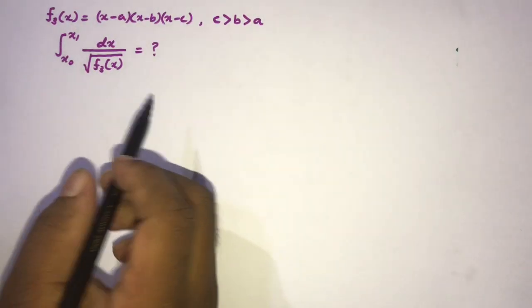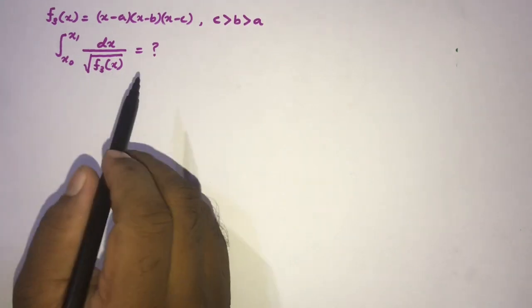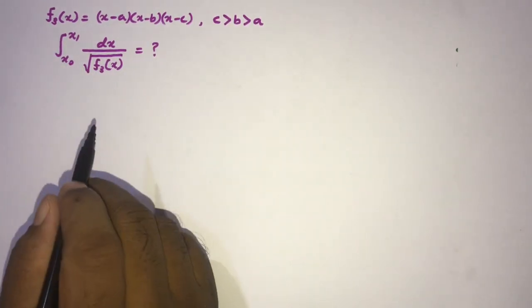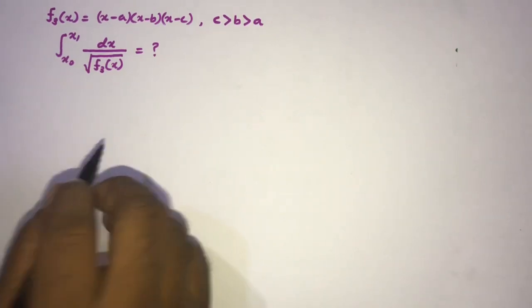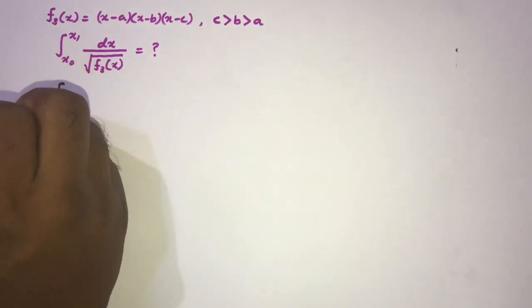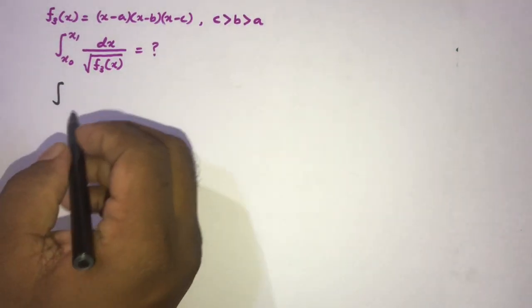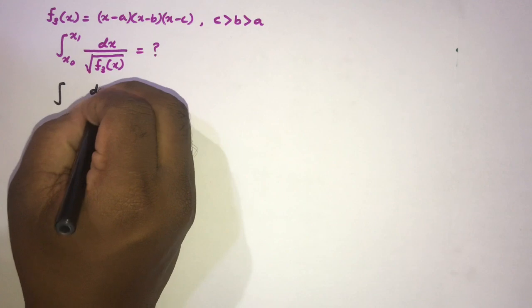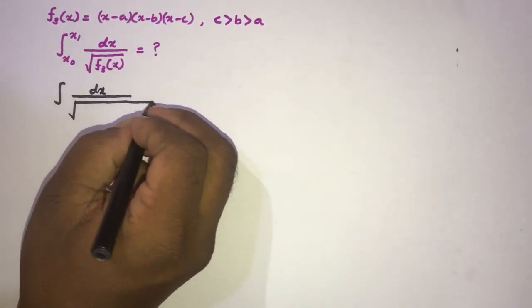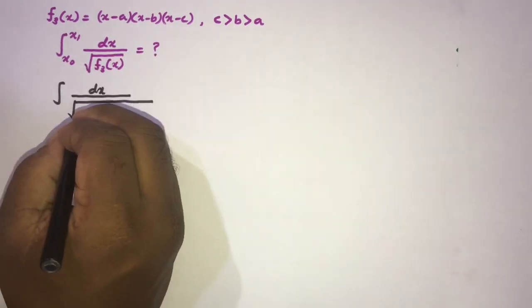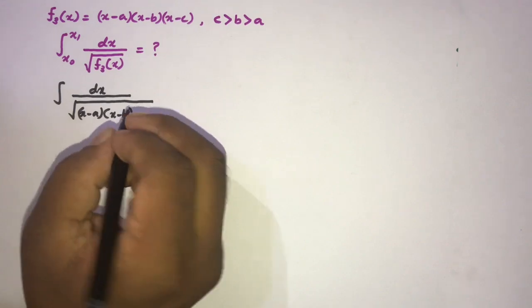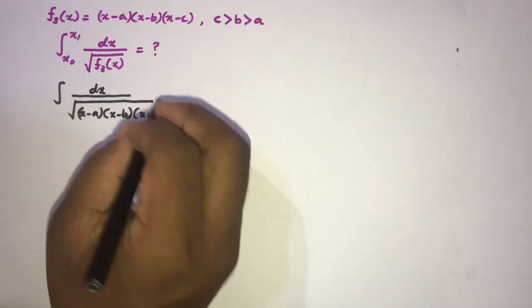In this video we are going to generalize the integral with the square root of cubic function in the denominator. We know this is an elliptic integral. So first of all I am going to write our integral, dx over, now here we know f3 of x is equal to (x minus a)(x minus b)(x minus c).